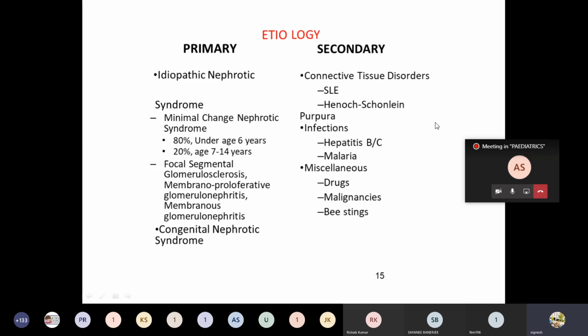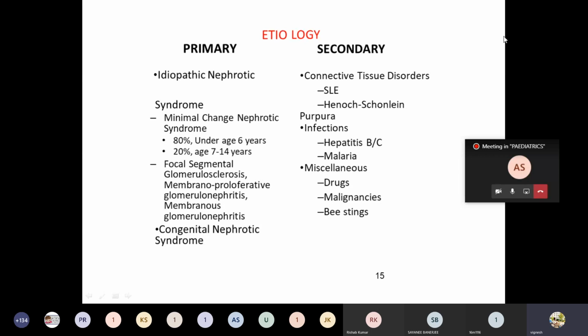So let us discuss what the secondary causes are. There are so many secondary causes. Briefly, I will tell 1 or 2 of them. Coming to the connective tissue disorders, systemic lupus erythematosus is one of the commonest causes of nephrotic syndrome in the secondary causes, and Henoch-Schonlein purpura. This is also what we'll see in Henoch-Schonlein purpura. Usually, you have nephritis, joint involvement as well as purpura. That is, blood will be involved.